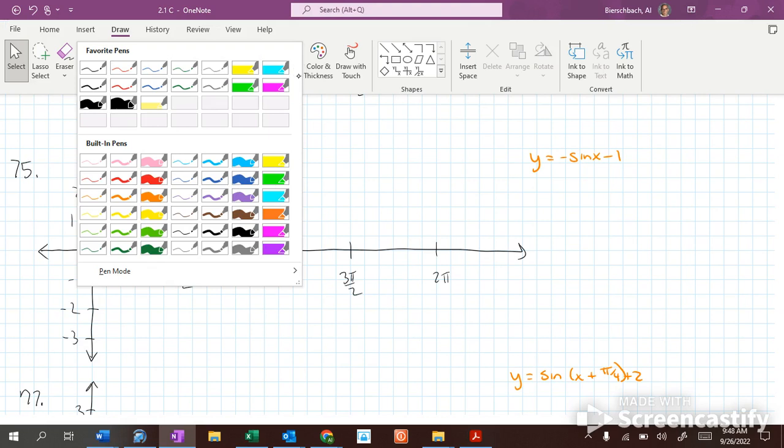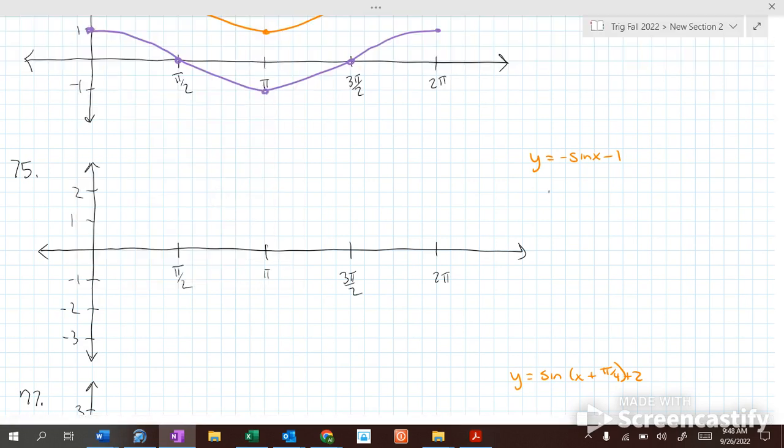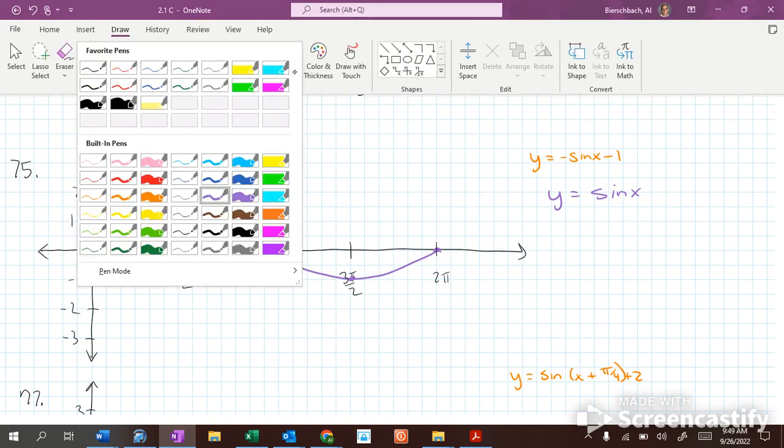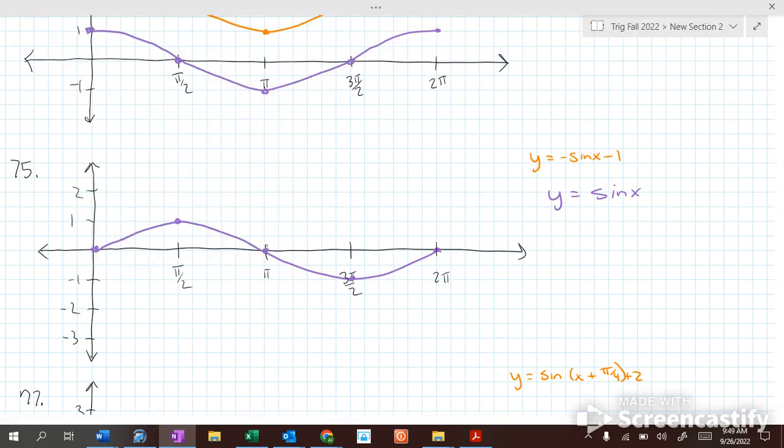75. What do we do first on 75? Y equals what, Ashlyn? Sine of x. So 0, 1, 0, -1, 0. Okay. And then what's the second step on that one, Sophia? Y equals negative sine of x. So it's 0, -1, 0, 1, 0.